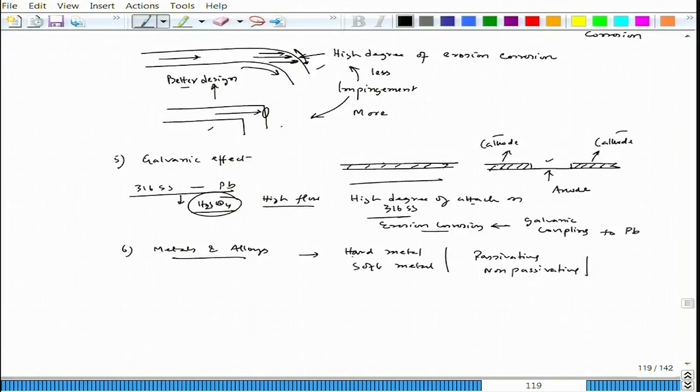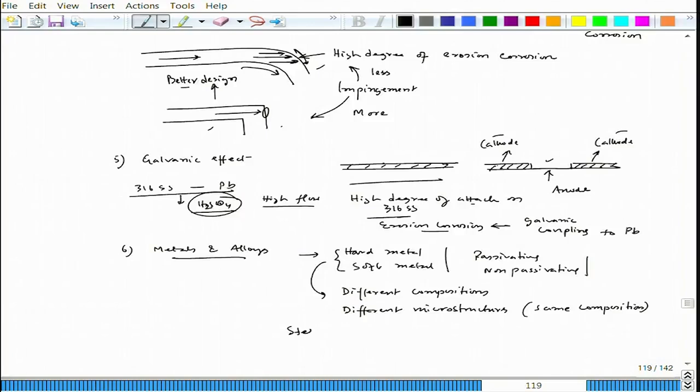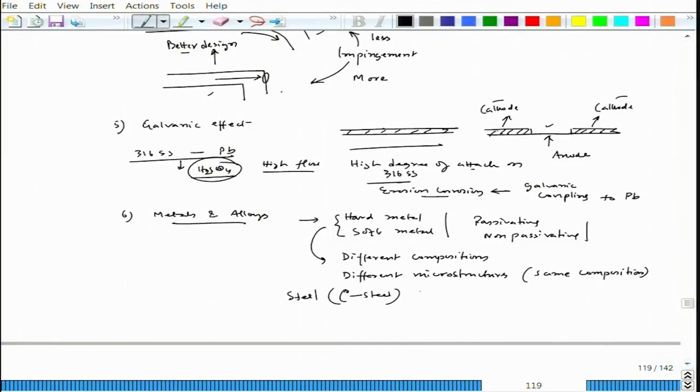Fine. When we talk about hard metal and soft metal, it can come from different metals, different compositions, as well as different microstructures in the same composition. Fine. So, what do I mean by microstructures in the same composition? Let us say steel, let us say carbon steel. If we talk about carbon steel, that can have soft microstructures like ferrite, alpha pearlite combination, or ferrite pearlite combination. We can have martensite.